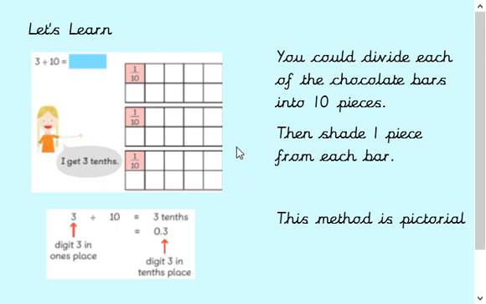Okay, so here at the bottom, if we had 3 divided by 10, then it would leave us with 3/10 shaded if we took 1 from each of the chocolate bars. 3/10 would be the same as 0.3, which we learnt earlier on in the teaching sequence yesterday. This method, though, is pictorial, okay? So it's just a visual representation.